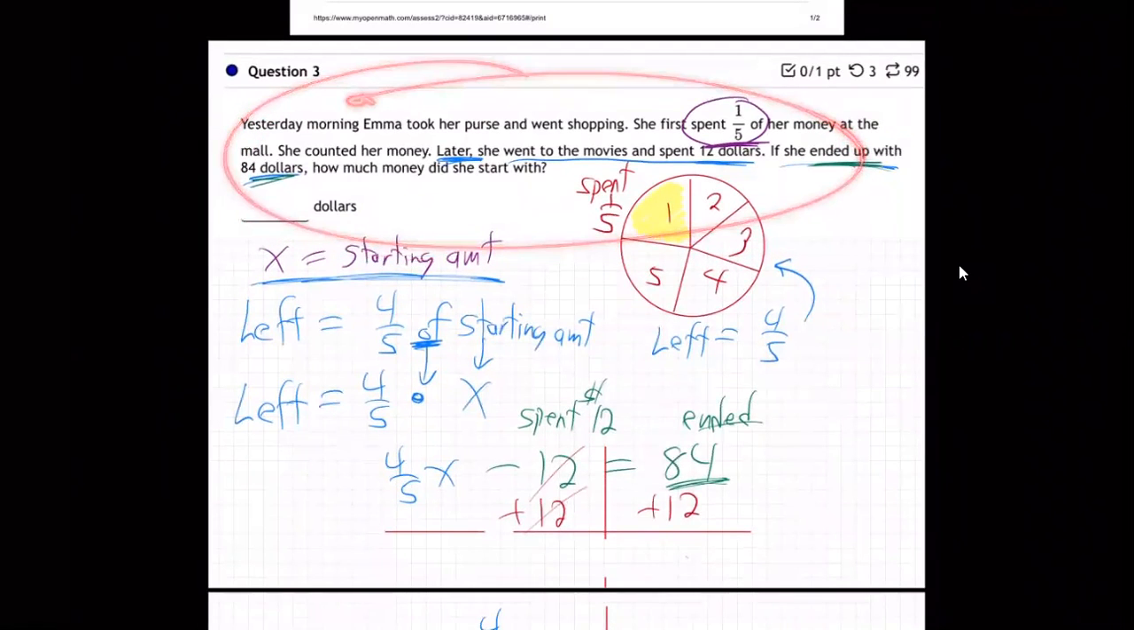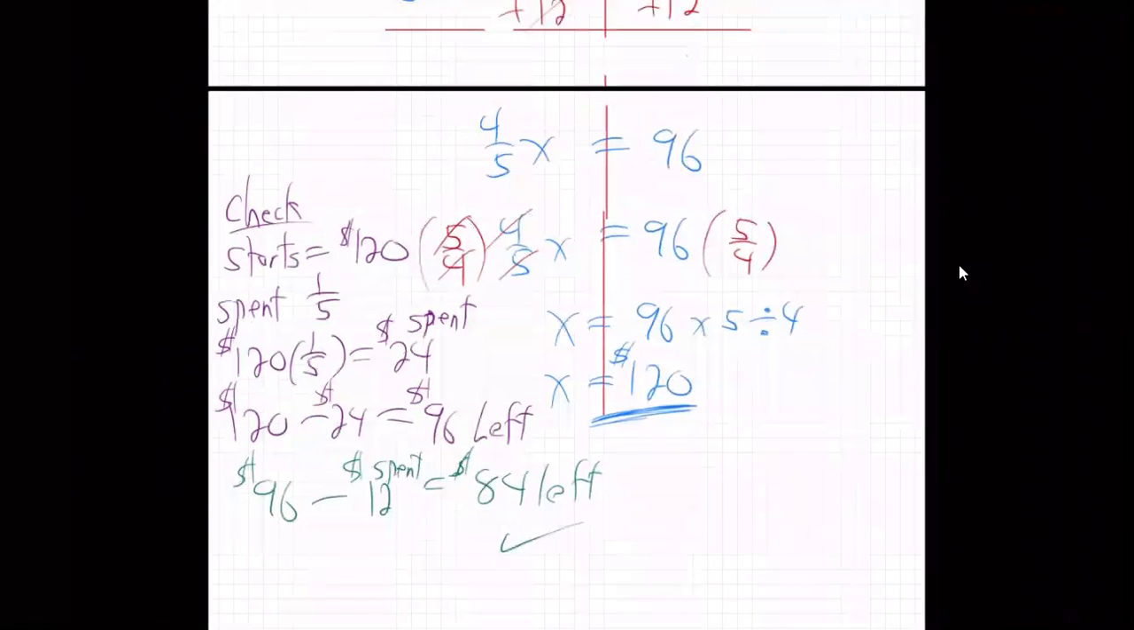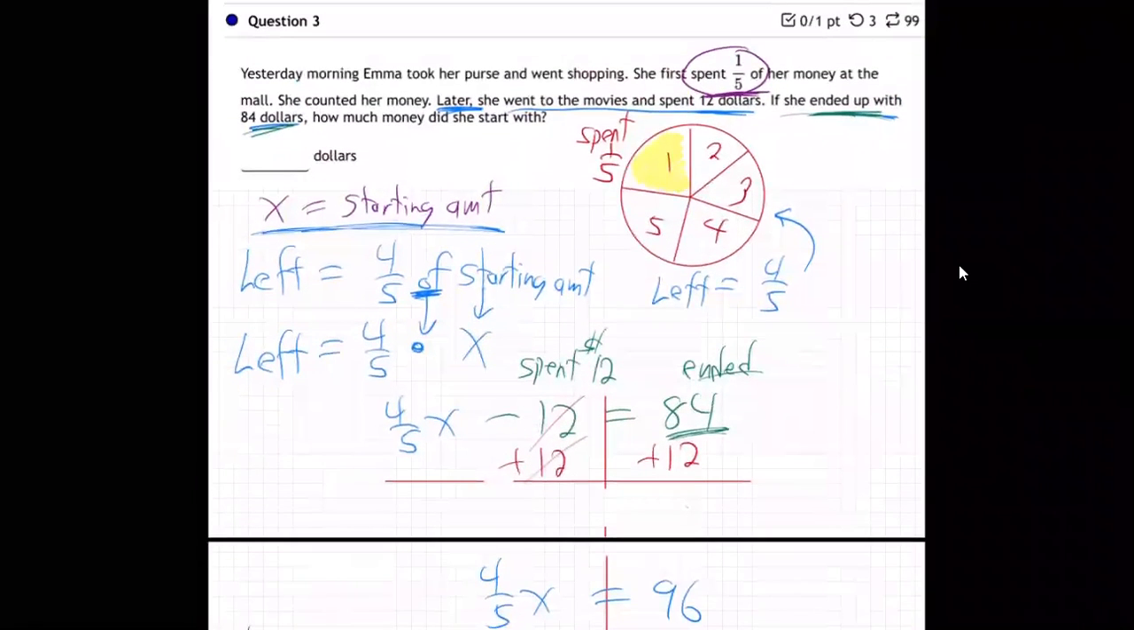I just went back to the words and said, look, she spent a fifth. And so, multiply by a fifth, she spent 24 bucks, subtract that, 96 left. Then she spent 12. I just went back to the words and it all checks out. So we know 120 is the real answer. So recapping, what did we do? She spent a fifth. So that left 4/5. And then she spent 12. And that ended at 84. And then I just solved that equation.